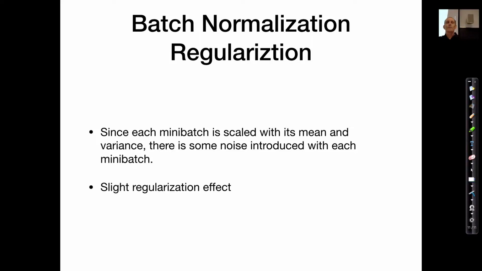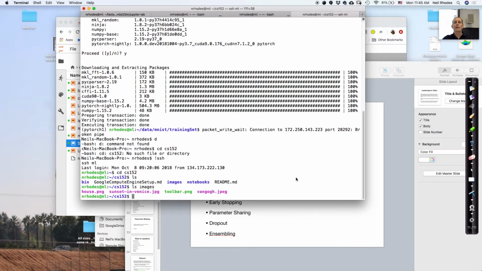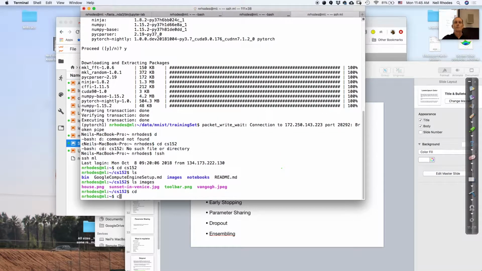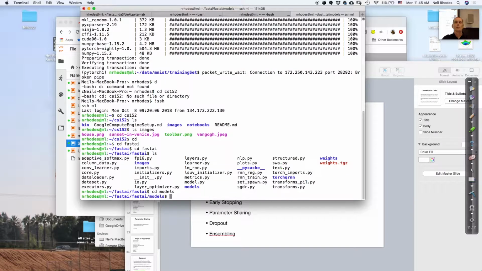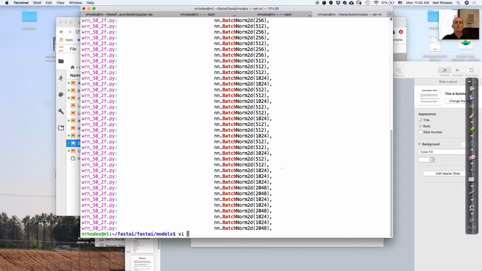So what we can find is, if we look, let's say, let's see.